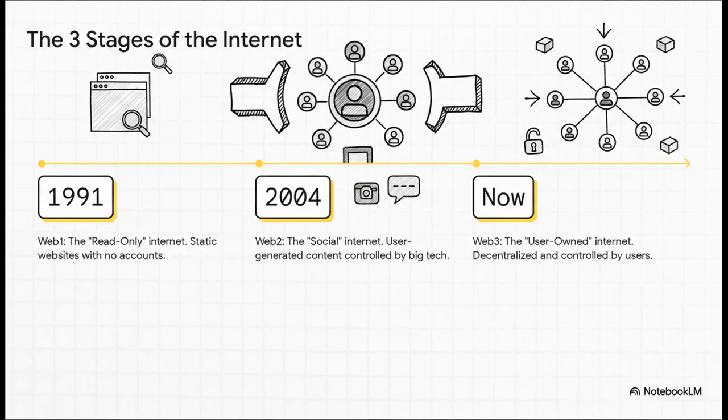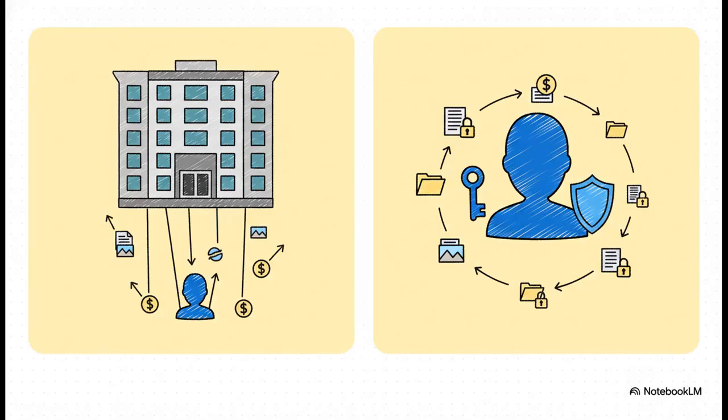Then around 2004, Web 2 came along. That's the internet we're all familiar with. Social media, blogs, YouTube. We could finally create and share. But there was a catch. A few giant tech companies controlled everything. They owned the platforms and they owned our data. And that brings us to now, Web 3, the user-owned internet, where the power shifts from the big companies back to us, the users.